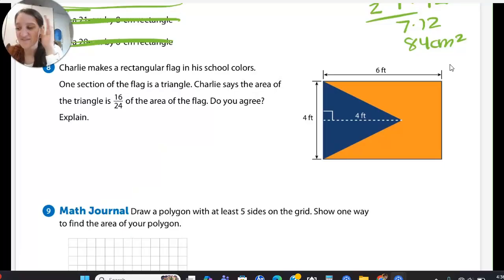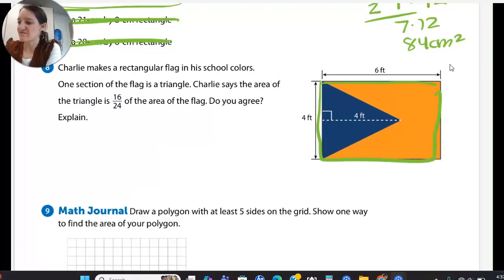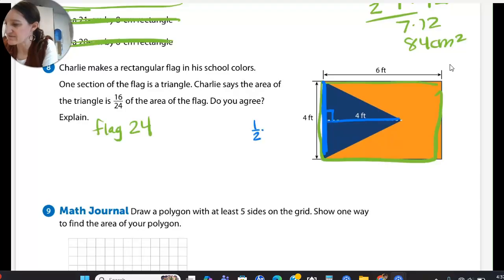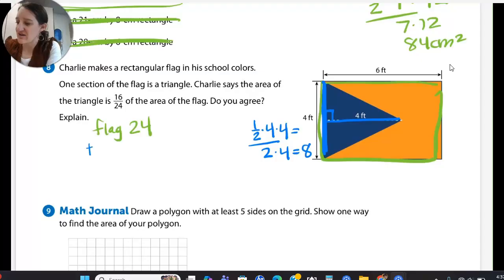Okay, well, I'm just going to at least find the area of the flag and the area of the triangle, and then we'll see. So the area of the flag is just base times height because it's a rectangle. So the flag is 24. And then the triangle, there's my little rectangle, right? So there's my base and there's my height. So I'm going to go 1/2 times 4 times 4. Half of 4 is 2 times 4 is 8. So the triangle is 8. So if anything, I would say it's 8 to 24.